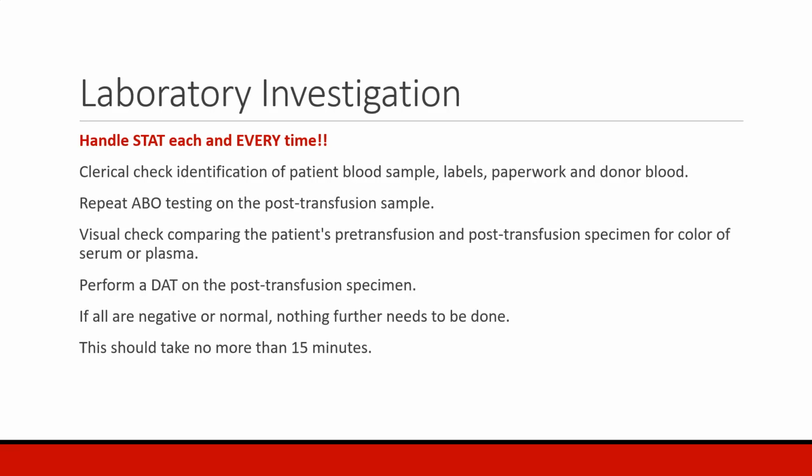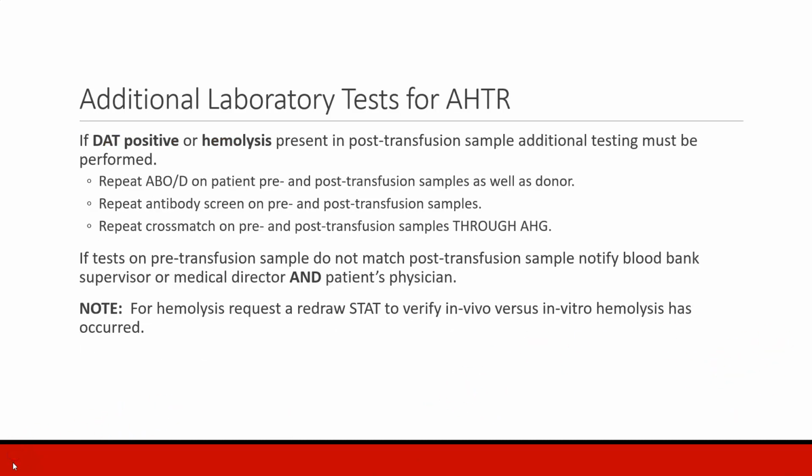And again, you want to do this as quickly as possible. So additional laboratory tests for acute hemolytic transfusion reactions. If the DAT is positive or hemolysis is present in the post-transfusion sample, additional testing must be performed. And basically, you're going to repeat the ABO D-type and cross-match fully on both the pre-transfusion and the post-transfusion at the same time. So repeat ABO D-type, repeat antibody screen, repeat the cross-match through Coombs.